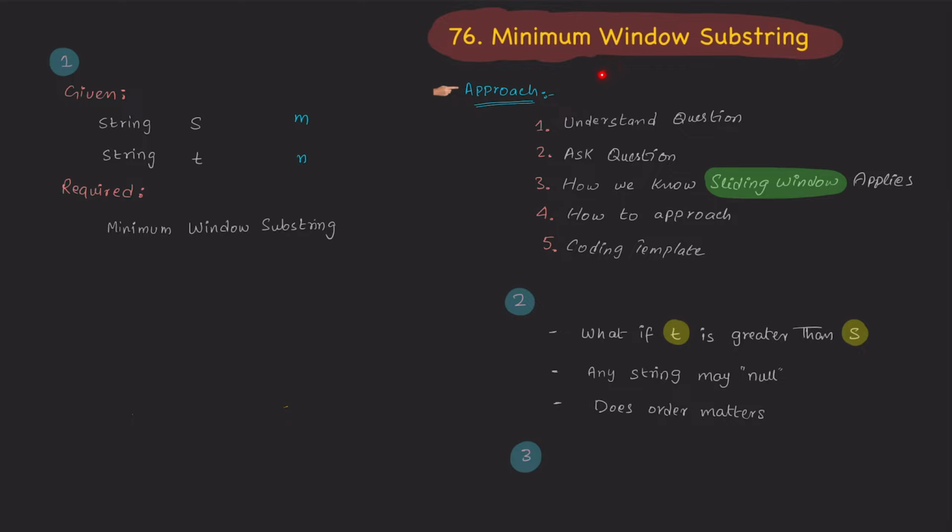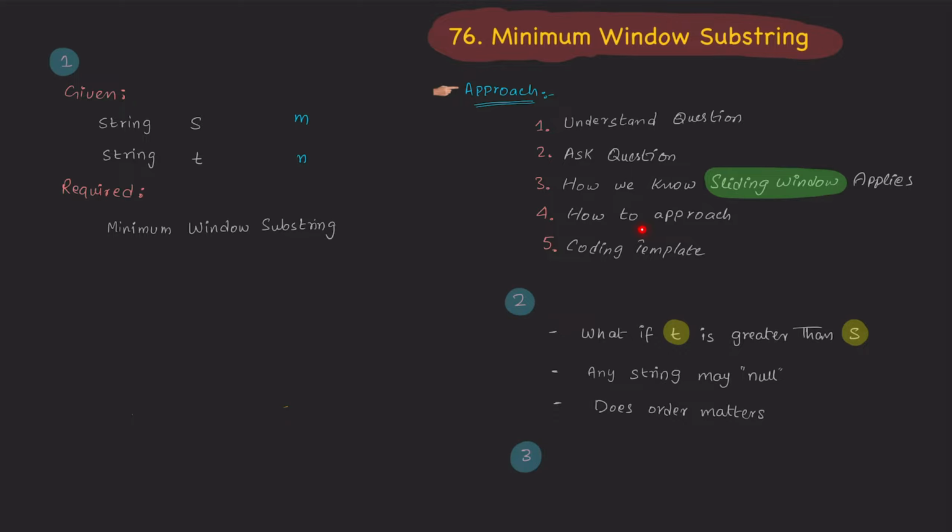Alright, so what will be our approach? First we will understand the question. Then we will look at what possible questions we may ask to clear our doubts. Then we will see how we know that sliding window applies to this question, like what triggers us that, oh, we can apply the sliding window. Later we will see, if we use a sliding window, how it will work.